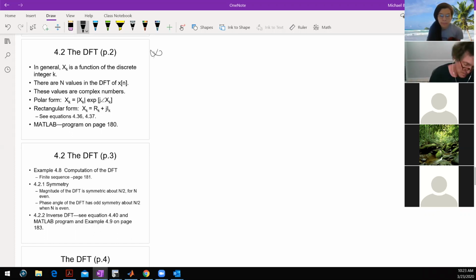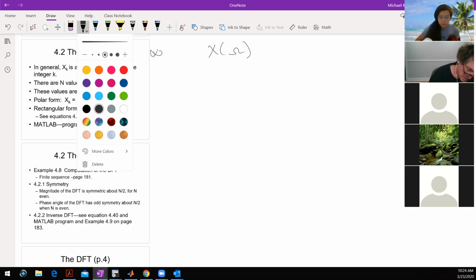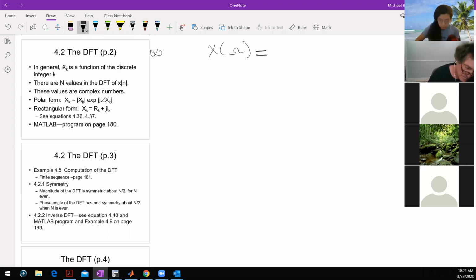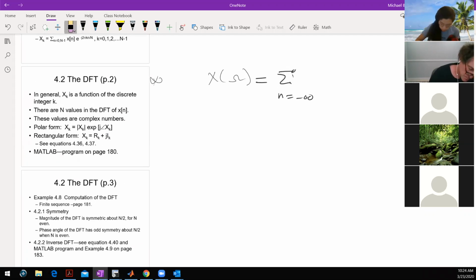Okay, I'm going to go ahead and just go from the definition of the DTFT. So this is X of omega is equal to a summation from n equals minus infinity to infinity of x of n, e to the minus j n capital omega. That's just the definition, right?